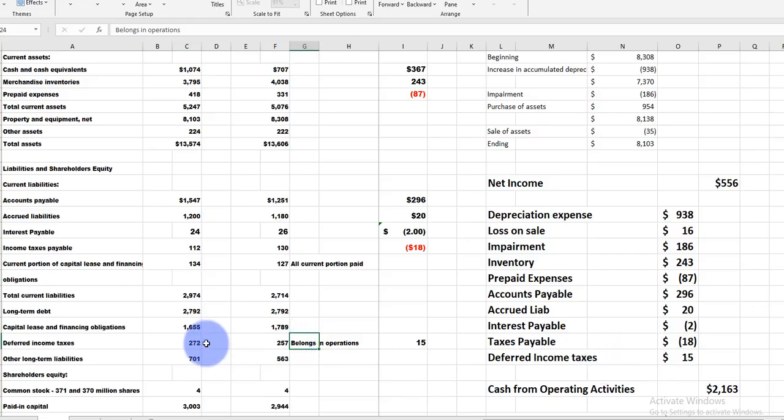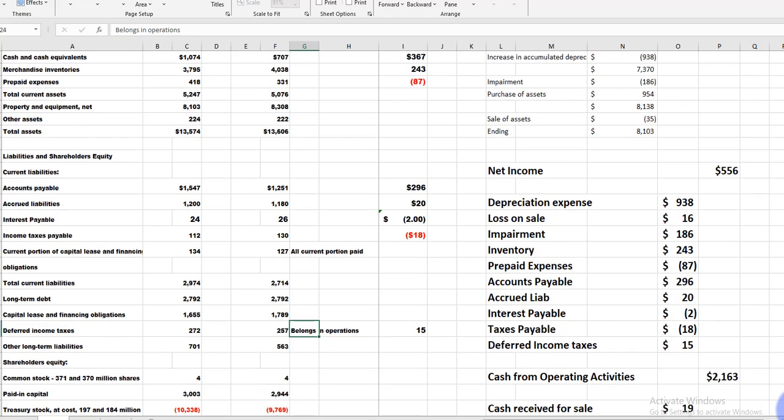Deferred income taxes, 15 up, so that's an increase in cash, borrow more money, if you will. So our cash from operating activities, adding these all up, 2163. All right, that's our first subtotal and probably the most important one. Remember, that is key to our financial health.